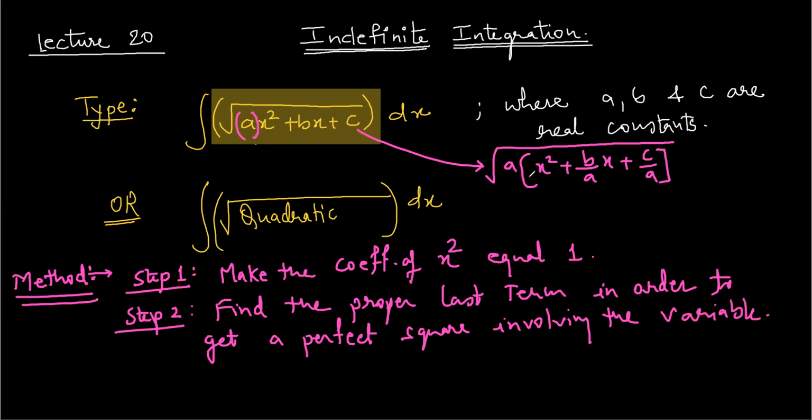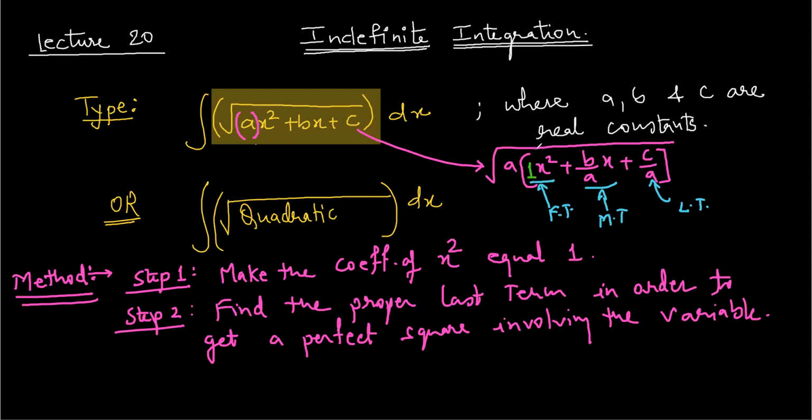See students, when you have made the coefficient of x square equal to 1, what you have here is 3 terms. This is the first term, this is the middle term, and this one is the last term. But these 3 terms are not making a perfect square. In order to get a perfect square, I will find out the proper last term for these 2 terms.